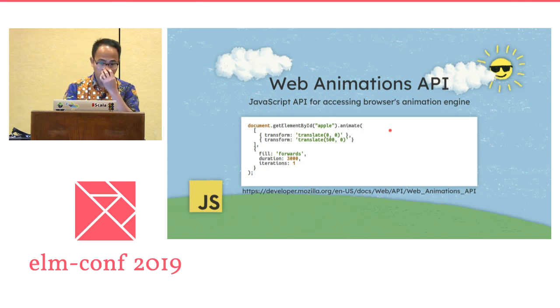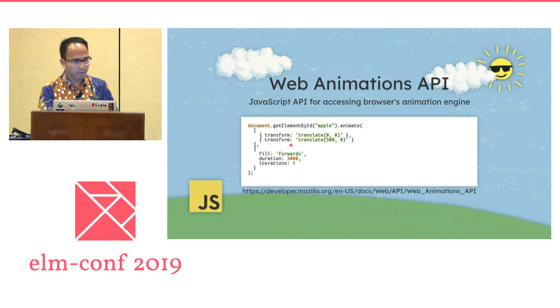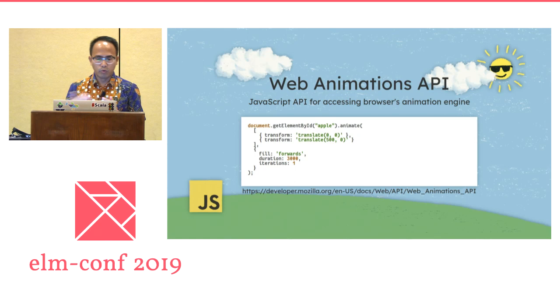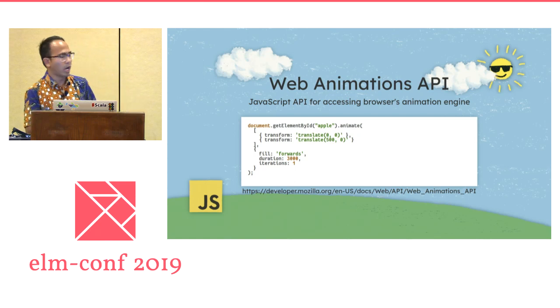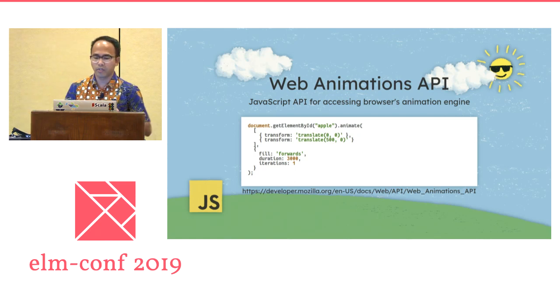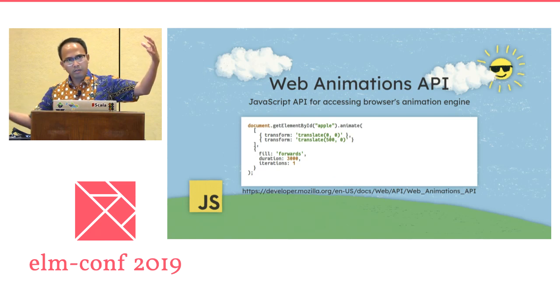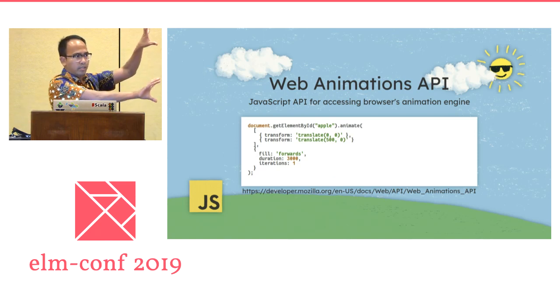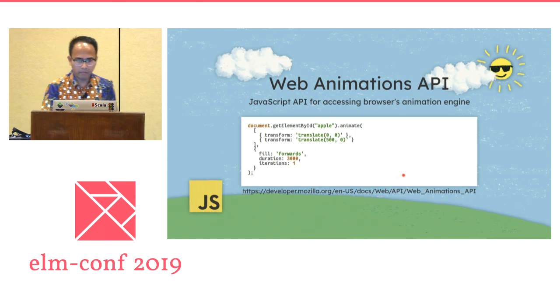Here's an example of what the web animation API looks like. It's very similar in terms of syntax to the CSS keyframe animation. Basically you get the element, and then you call animate on the element, and you pass in your keyframe animation, and then you pass in the options of what your animation is going to be, like duration, what's the fill, how many times you want to run this animation, that kind of stuff. So it's kind of like combining the two CSS parts into one API, which is nice.